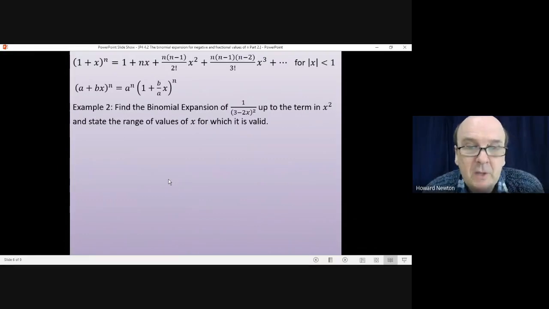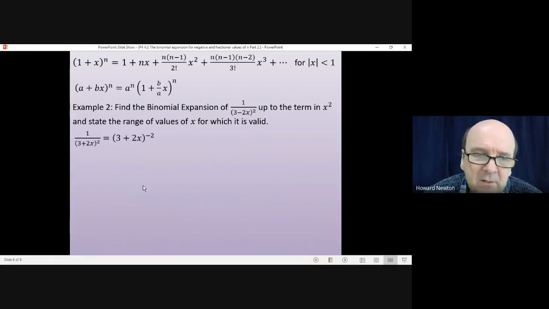Okay, example 2. Find the binomial expansion of 1 over 3 minus 2x squared, again up to the term in x squared, and once again stating the range of values of x for which the expansion is valid. So 3 minus 2x squared on the bottom will become 3 minus 2x to the power of minus 2. And then you'll need to do what we did before, where we're going to take 3 outside of the brackets. I'll let you have a go at doing the whole of it this time. So pause the video, see if you can make sense of all of this, and then come back to me when you're ready.